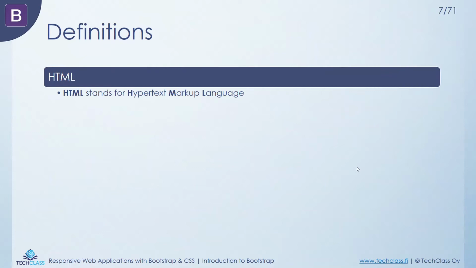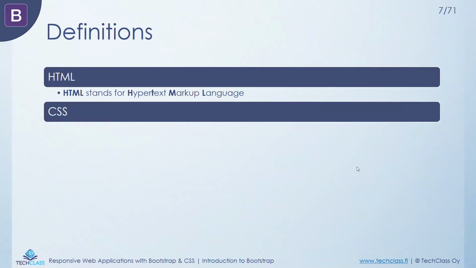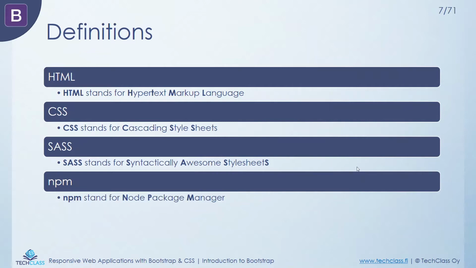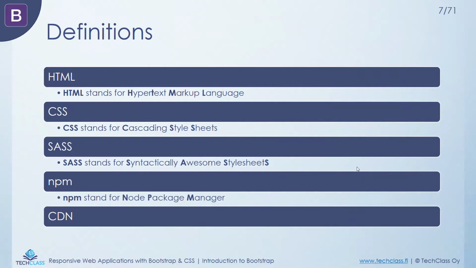Now let's get familiar with some definitions. HTML, as we all know, stands for Hypertext Markup Language. CSS stands for Cascading Style Sheets. SASS or Sass stands for Syntactically Awesome Style Sheets. And NPM stands for Node Package Manager. CDN, as we said, stands for Content Delivery Network.